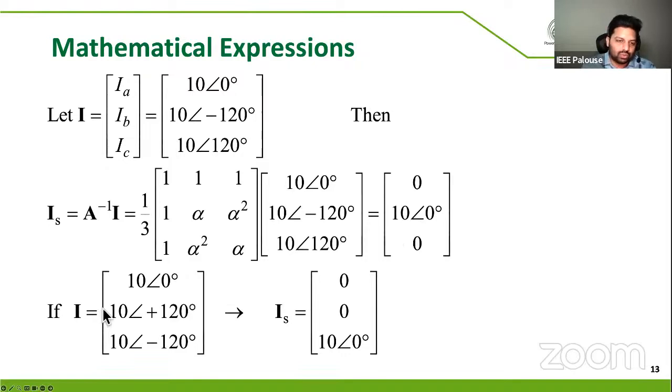Likewise, if you do the same transformation considering an ACB rotation, you will get only the negative sequence component, as shown in the figure here.